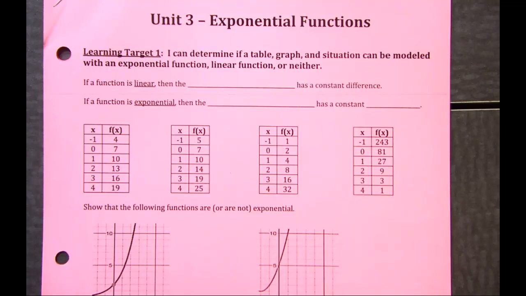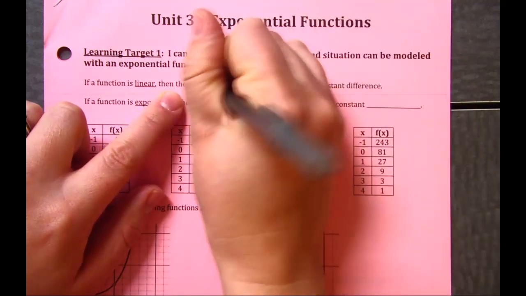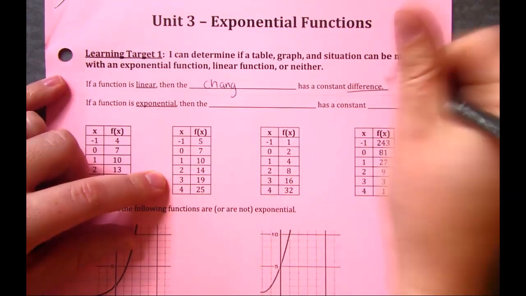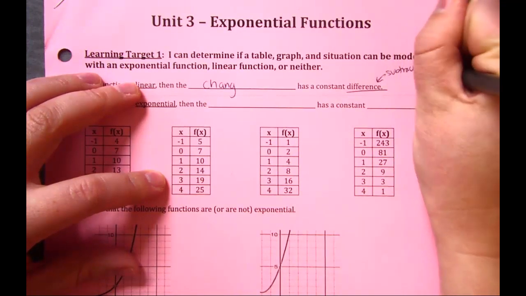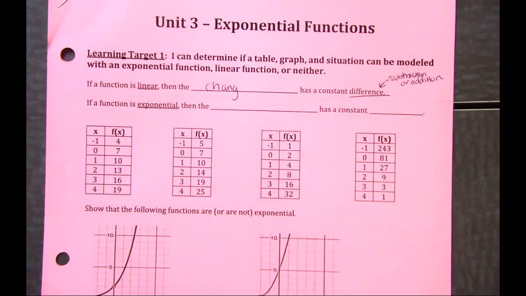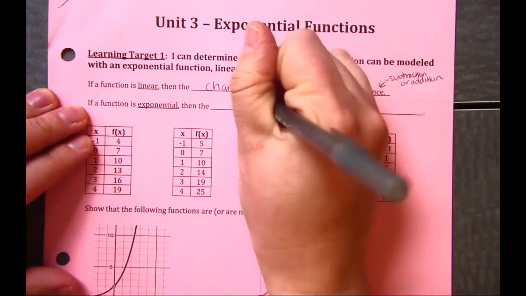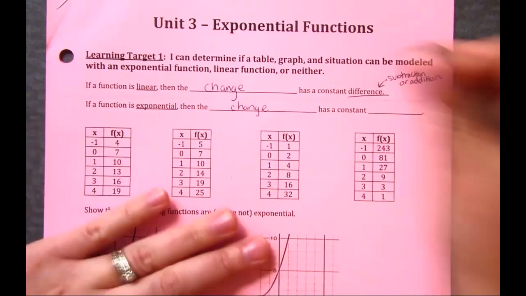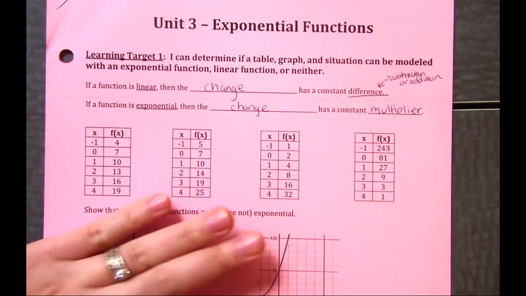So first, remember back to the linear functions, and we know that if a function is linear, then the change, like how the two columns are changing, has a constant difference. And difference implies subtraction or addition. Now, if a function is exponential, then the change, oops, that needs an E right there, then the change has a constant multiplier. I think that's how you spell multiplier.